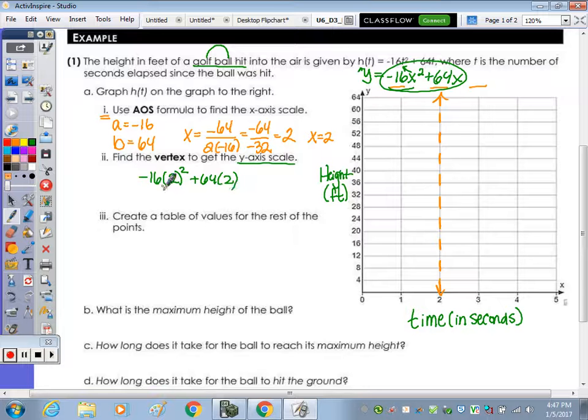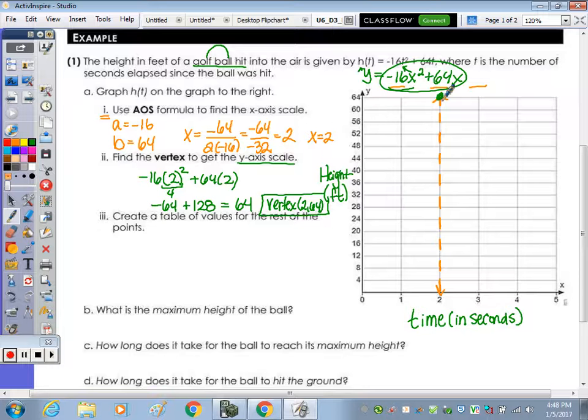2 squared is 4, and then 4 times negative 16 is negative 64, and then 2 times 64 is 128. So when you add those two together, you do get 64. So our vertex is the point (2, 64). So let's mark that point, (2, 64), right there.